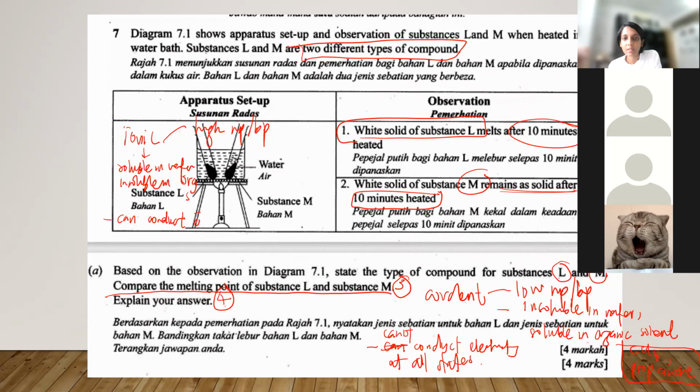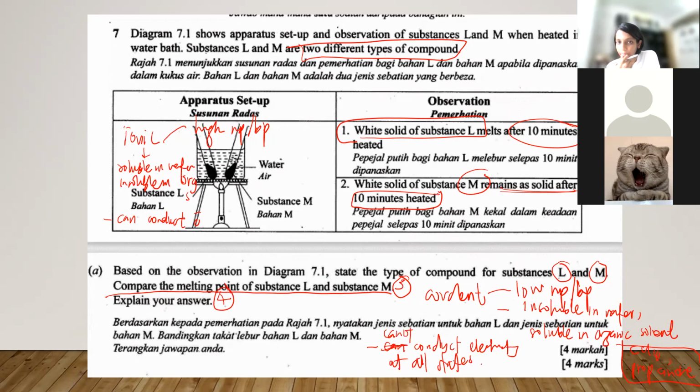Bobby, what's your answer for L? L is a covalent compound, sir. And then what did you answer for M? M is an ionic compound. Then give me your 3rd mark. Compare the melting point of substance L and substance M. Substance L has a low melting point, while substance M has a high melting point. Would you like to try the last answer? Explain your answer.